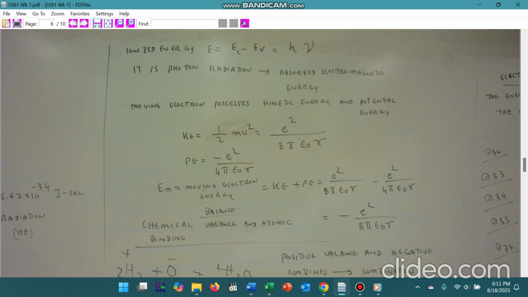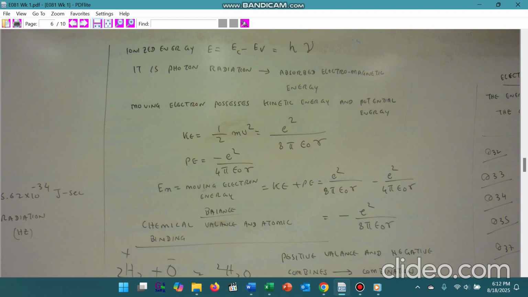So this kinetic energy and potential energy in the electron can be calculated. In this case, the kinetic energy equation is Ke equal to half mv squared, which is equal to e squared divided by 8 pi epsilon-0 r. So this is the kinetic energy of the electron. In the meantime, the potential energy Pe can also be calculated. Pe is minus e squared divided by 4 pi epsilon-0 r.